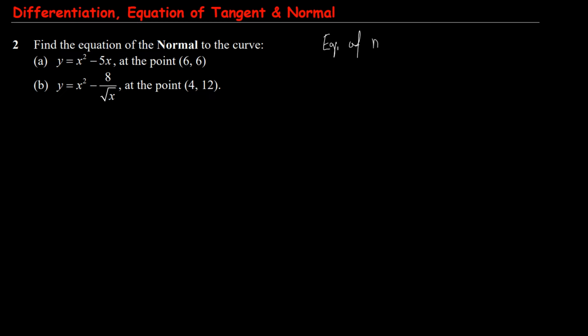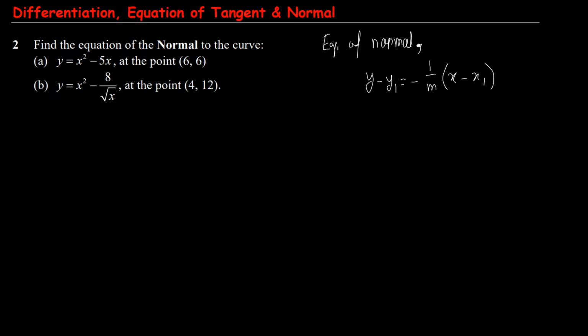The equation of normal almost looks like a tangent, but for the normal equation we write y minus y1 equals minus 1 by m times x minus x1. Actually this is at the point where the tangent stands.